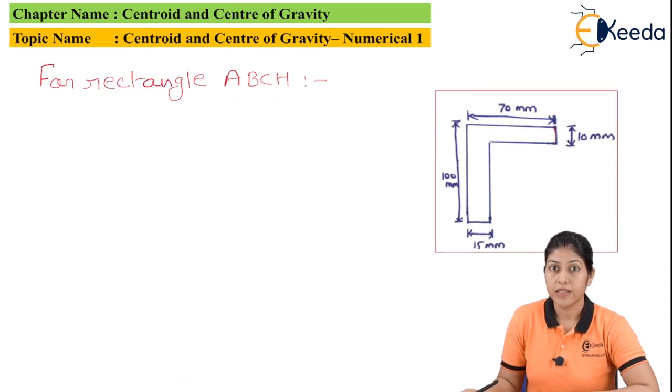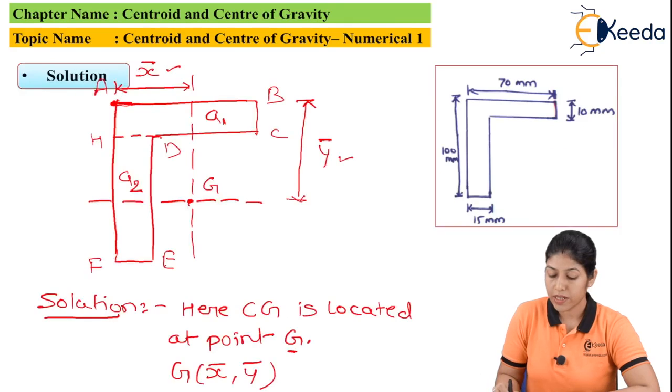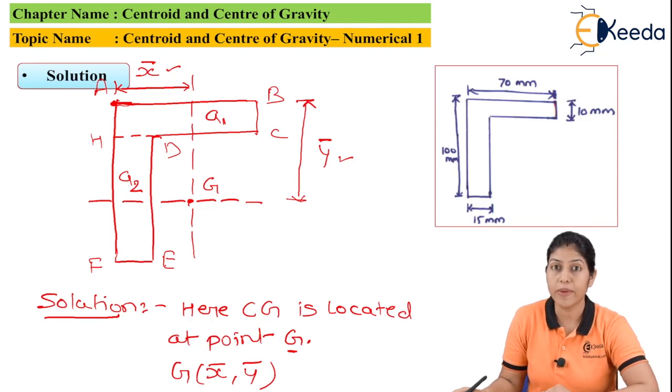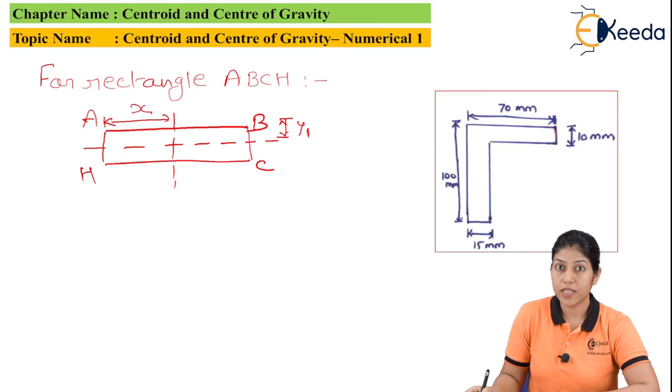If we see the rectangle ABCH, here you can see the rectangle ABCH. In this rectangle ABCH, we are taking the area as A1, and the position of CG we will find out on the basis of different coordinate points. So let's draw the ABCH. The area of this rectangle we are taking as A1.